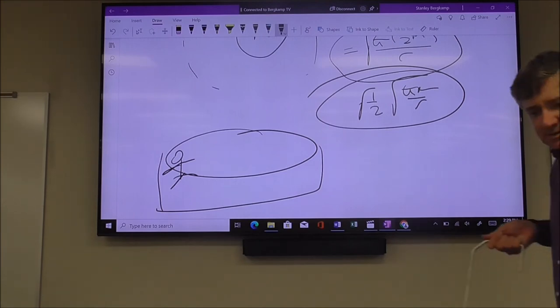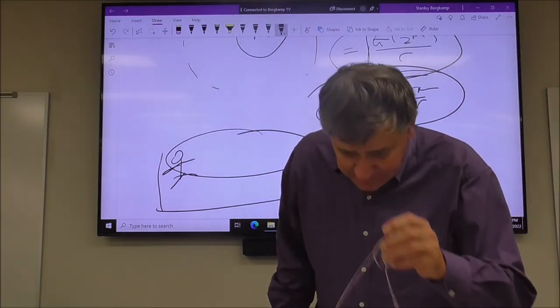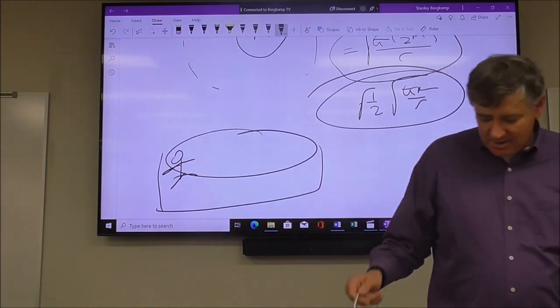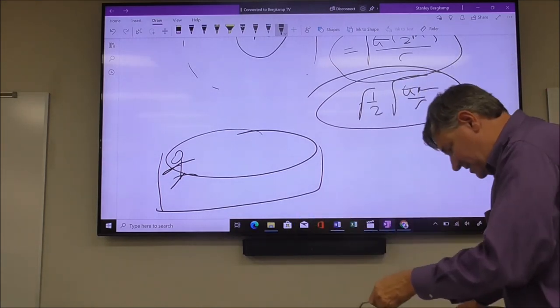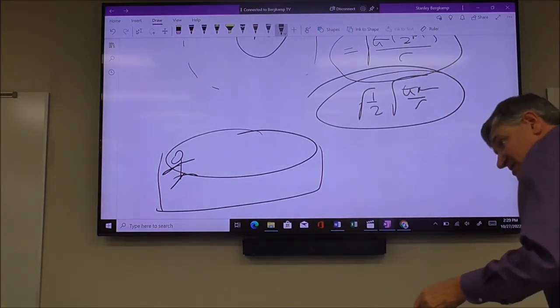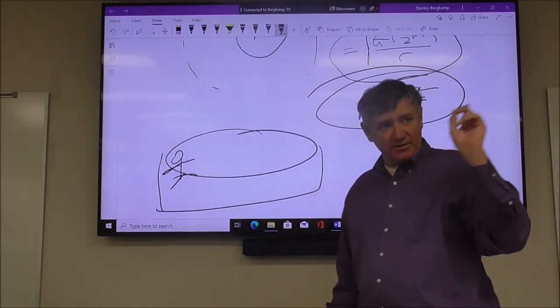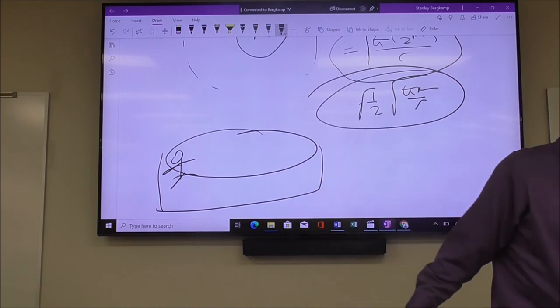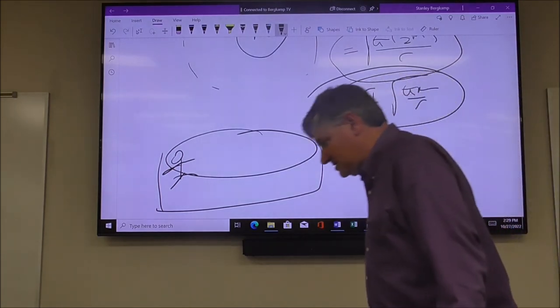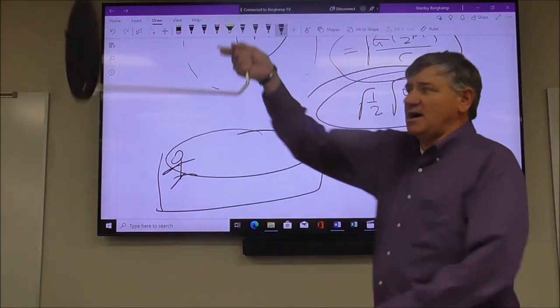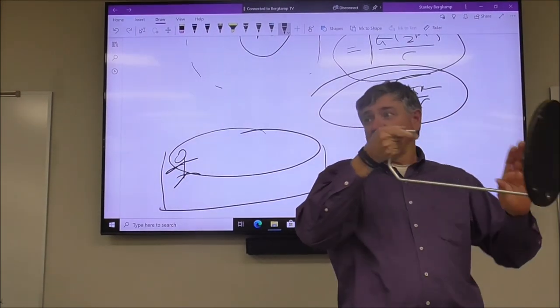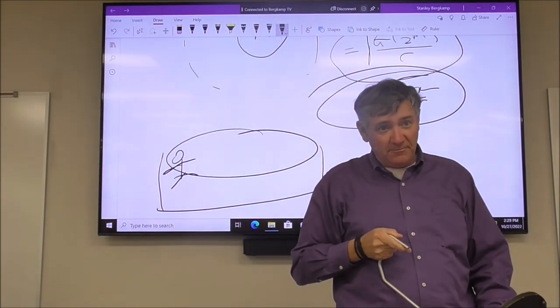I'll just use this. Basically, you don't have to do this. I'm just showing you this as a demo. If I spin this around in a horizontal circle, it stays. But if I slow down, notice it begins to fall. Okay?